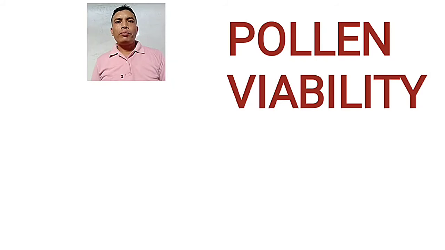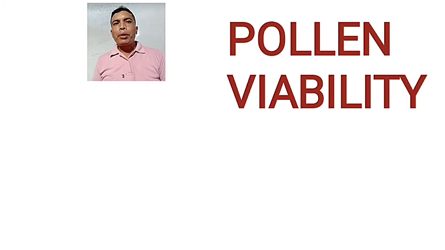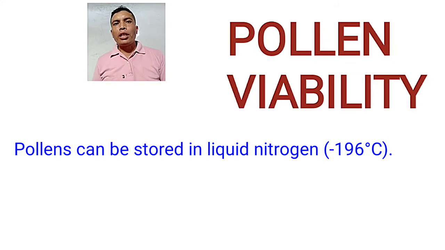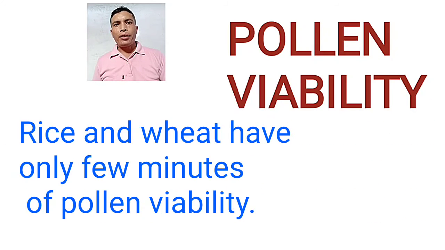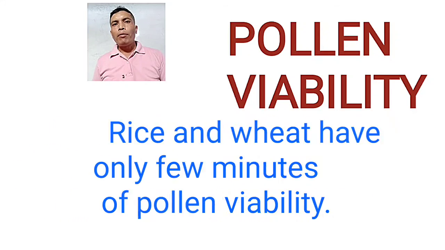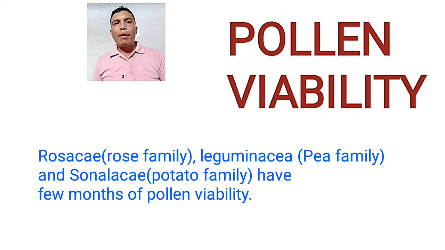Now let's know about pollen viability. The period for which pollen grains remain functional is called pollen viability. It depends upon temperature, humidity, and genetic potentiality. Pollen grains can be stored in liquid nitrogen at minus 196 degrees Celsius for years and can be used as pollen banks like seed banks. Right? Pollen viability of some cereals such as rice and wheat is less than 30 minutes. Members of the Rosaceae, Leguminosae, and Solanaceae families maintain viability for months. Right?